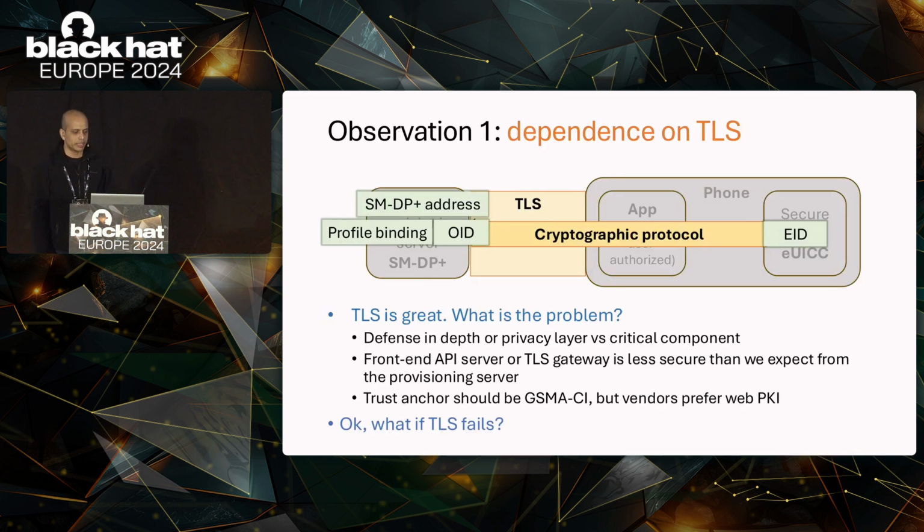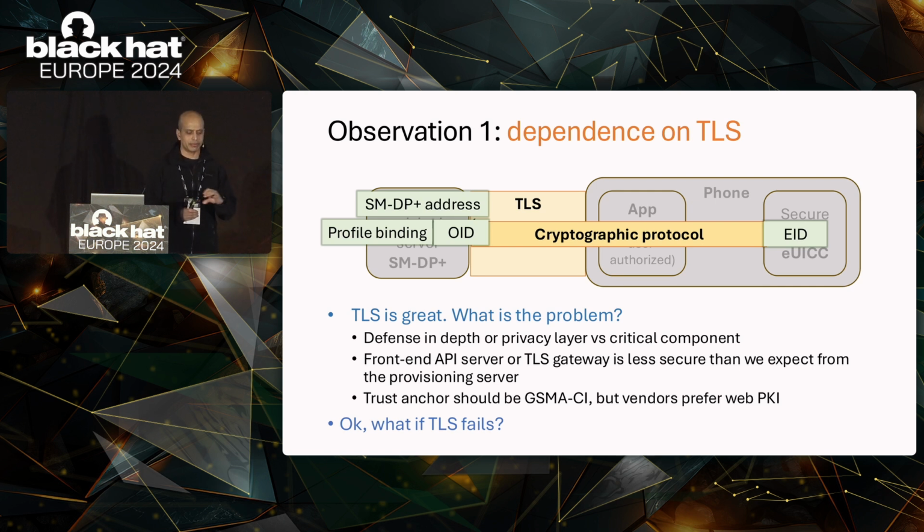So first, we'll start with an observation. Remember that in the first few slides, we have shown the profile download from a provisioning server to the phone. There is an outer TLS layer, and there is an inner cryptographic protocol through which the profile is actually downloaded to the chip of your phone. The inner cryptographic protocol is an AKA protocol, that is, an authentication and key agreement protocol. So it provides full mutual authentication, key agreement, and authenticated encryption.